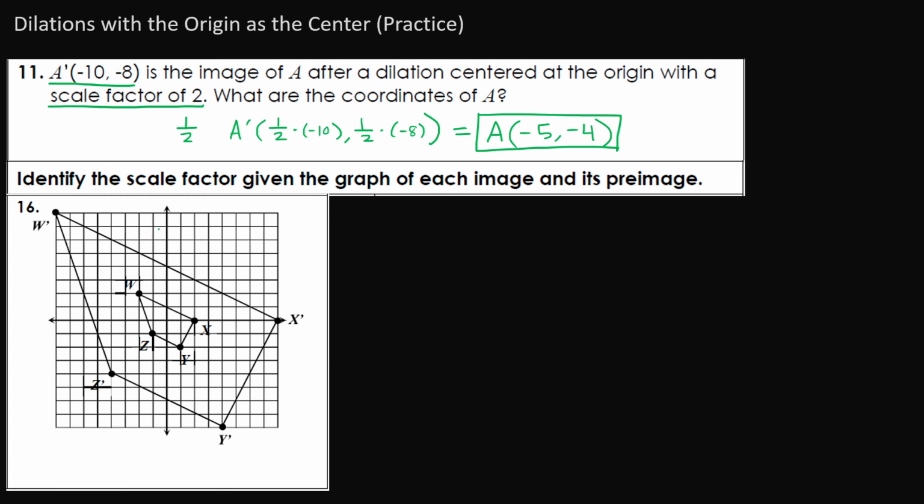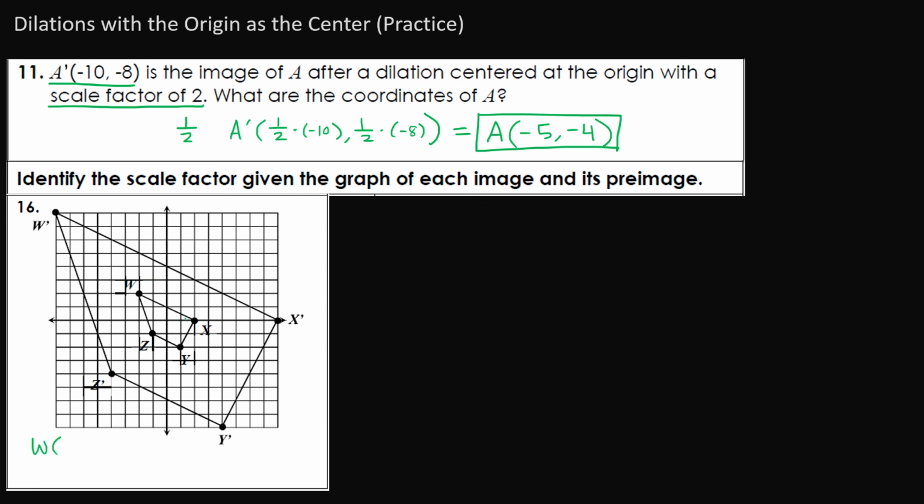And for 16, let's identify the scale factor given the graph of the image and its pre-image. So here we have, looks like two trapezoids. We've got WXYZ and W prime X prime Y prime Z prime. So in this case, we need to determine the scale factor just by looking at the image. Here's what I would do in this instance. I would take one set of corresponding points. So let's just take W and W prime and determine what their coordinates are.